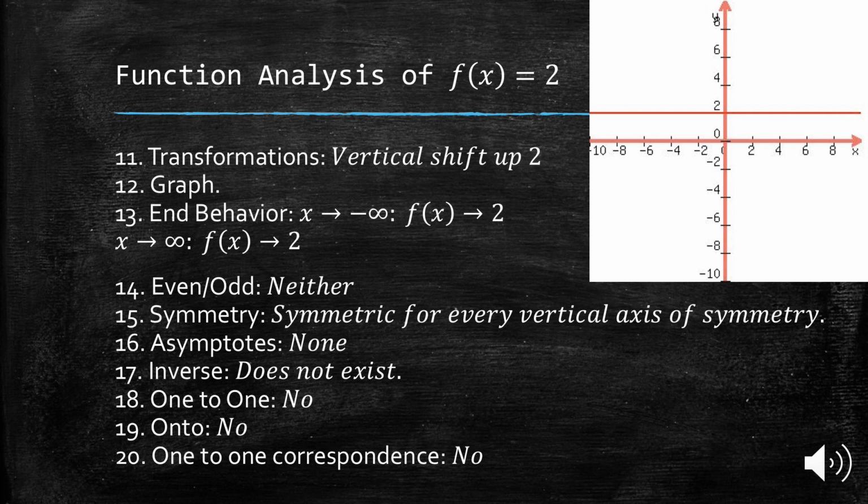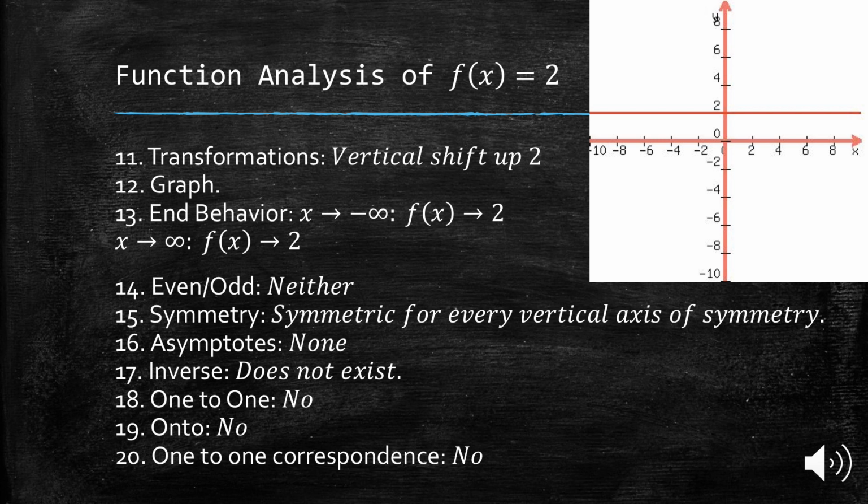Now this one's important. Why doesn't the inverse exist? Because if I were to swap out the y and the x, I would end up with x equals 2. The opposite function is a vertical line at x equals 2. But vertical lines are not functions because they fail the vertical line test themselves. So the inverse does not exist for any horizontal line. The inverse does not exist.